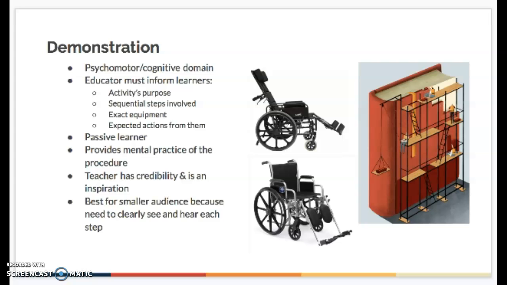In addition, students in a demonstration are passive learners because they're only observing the educator model the skill. However, it's still favorable for learning because it provides them a mental practice of the procedure prior to trying it for themselves. This type of method builds credibility around the teacher, who also serves as an inspiration for students to look up to. Should a mistake occur while providing a demonstration, the educator should use that moment to teach them how to handle the situation and what they should do.